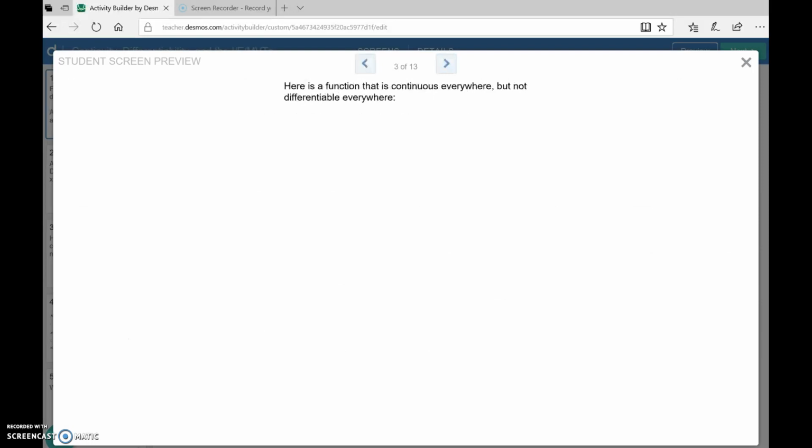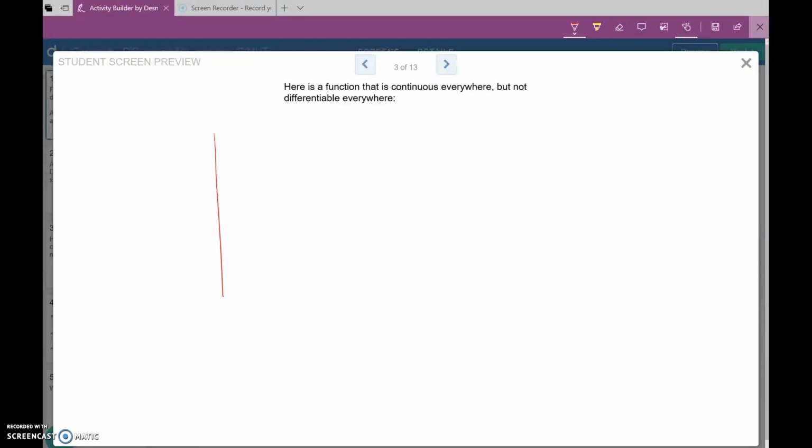Okay, so I already drew some examples of this. Absolute value. This is continuous everywhere. You can draw it without having to pick up your pencil, but it's not differentiable everywhere.